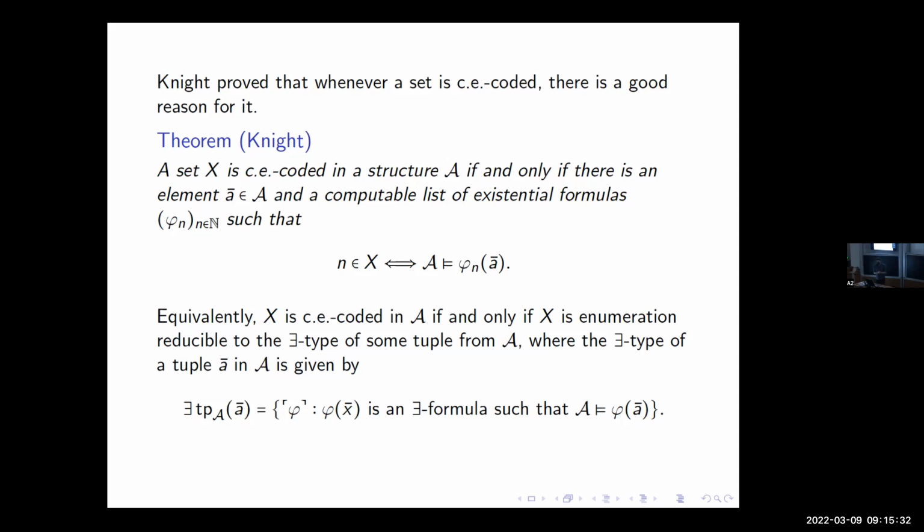Equivalently, maybe this is a slightly more complicated way to think of it at first, but it's more intuitive once you wrap your head around it, is to think that something C codes X if and only if X is enumeration reducible to the existential type of some tuple. This is really just rephrasing that. But basically, the existential type is all the existential formulas that are true. And in a sense, the existential types are like the maximal things that are coded by the structure. So of course, if you code something, you code anything simpler. So you code all the things enumeration reducible to your existential types.